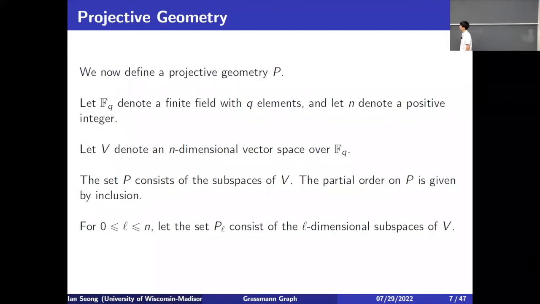Right, now we're going to define a projective geometry. So we let F_q denote a finite field with q elements, and we let n denote a positive integer. And we're going to let V denote an n-dimensional vector space over F_q. The set P is going to consist of the subspaces of V, and the partial order on P is just given by inclusion. And for l between 0 and n, let the set P_l consist of the l-dimensional subspaces.